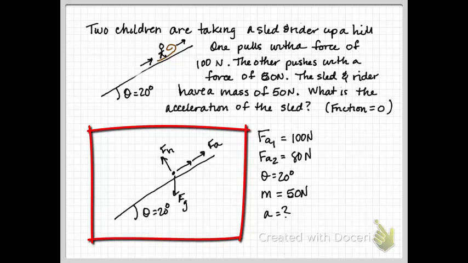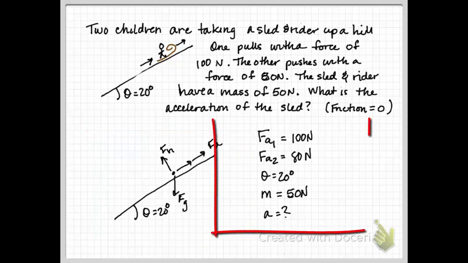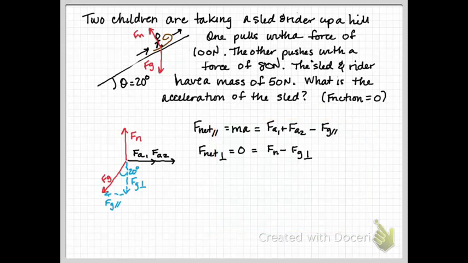I have my two applied forces pushing up the hill. I have the normal force of the surface pushing up on the sled, and then the force due to gravity pulling straight downward. And I've listed out what's given in the problem: the applied force of one kid of 100 newtons, the second kid of 80 newtons, the angle of my hill, which is 20 degrees, the mass of the sled and the other kid, which is 50 kilograms, and I'm looking for the acceleration.